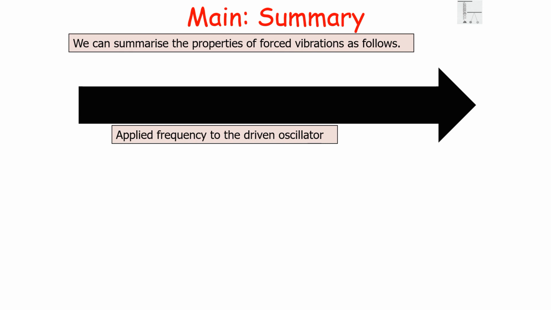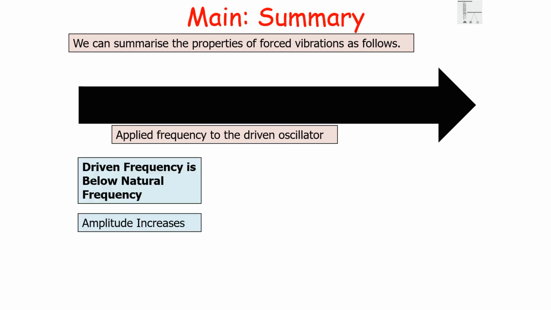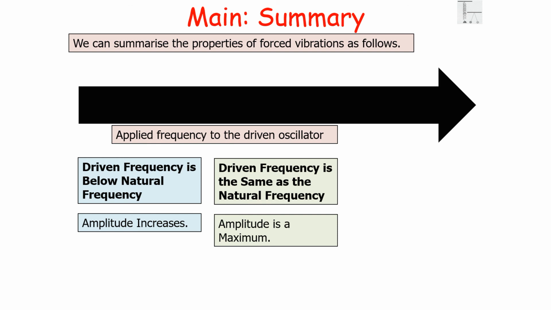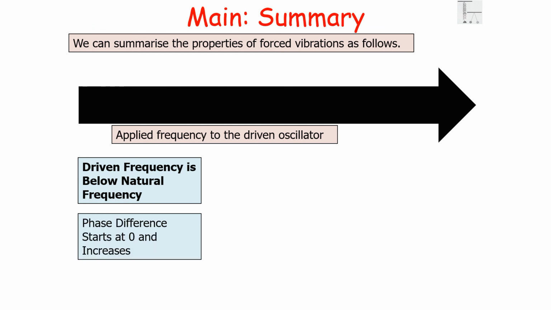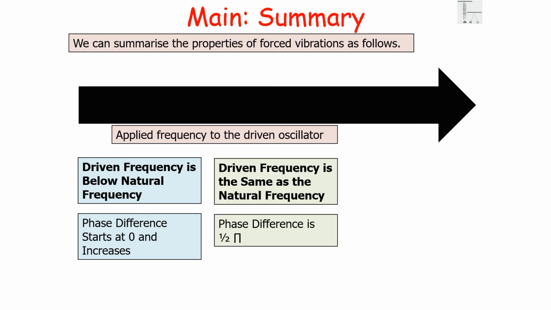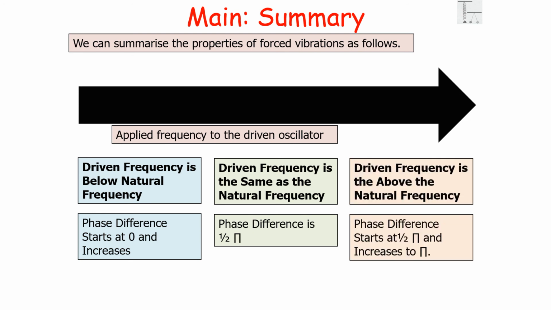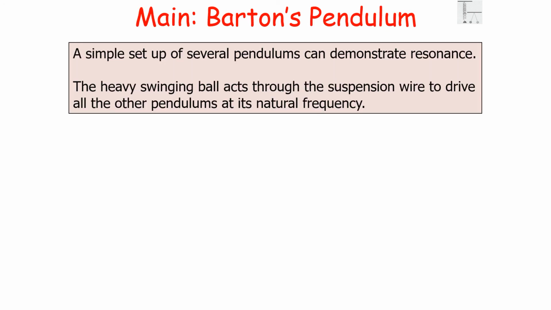Now, let's summarize our following properties. When you apply the frequency to the driven oscillator, when the driving frequency is below the natural frequency, the amplitude increases. When the driving frequency is the same as the natural frequency, the amplitude is a maximum. And when the driving frequency is above the natural frequency, the amplitude decreases. When the driving frequency is below the natural frequency, the phase difference starts at 0 and starts to increase. When the driving frequency is the same as the natural frequency, the phase difference is pi over 2 radians. Whilst when the driving frequency is above the natural frequency, the phase difference starts at pi over 2 radians and goes to pi radians.